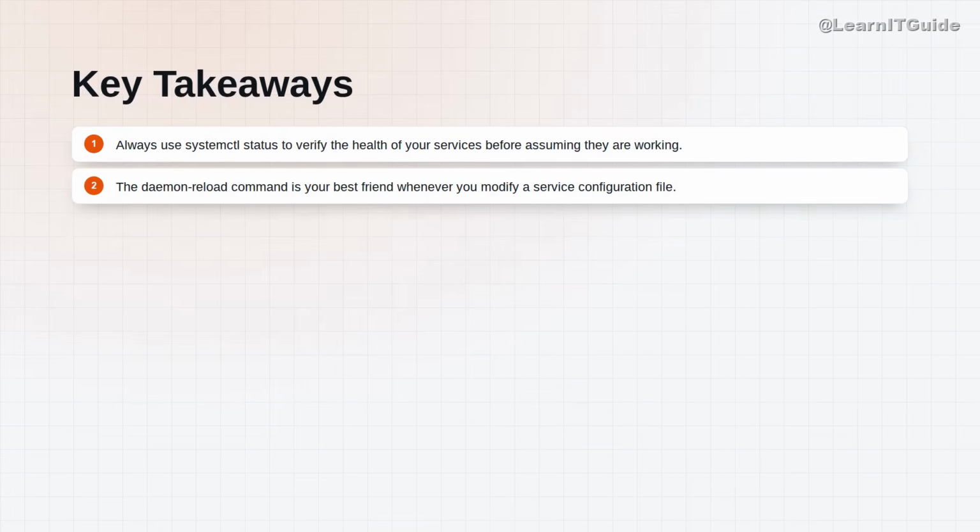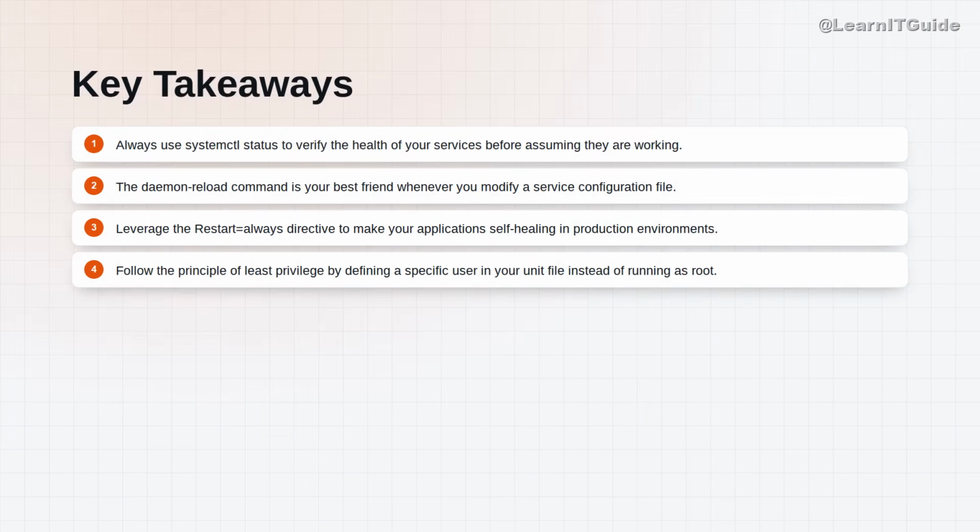To wrap up, remember these 4 points. First, always verify health with the status command. Second, never forget to reload the daemon after configuration changes. Third, use the automatic restart directive to build self-healing systems. Finally, keep your services secure by avoiding root execution whenever possible. These habits will make your server administration much more stable and professional.